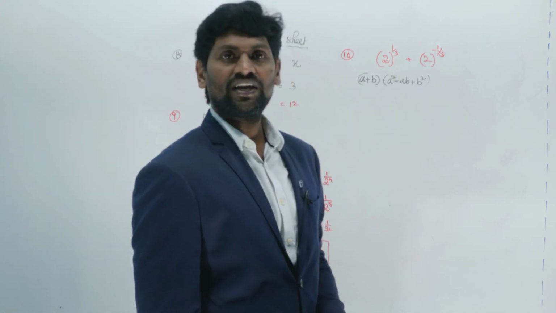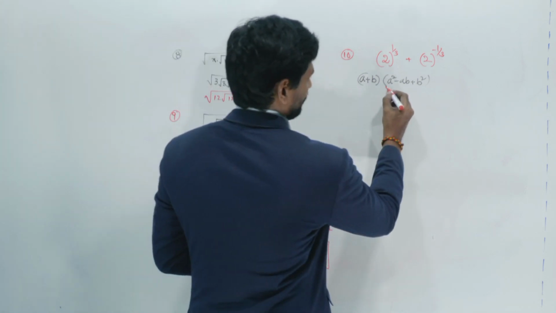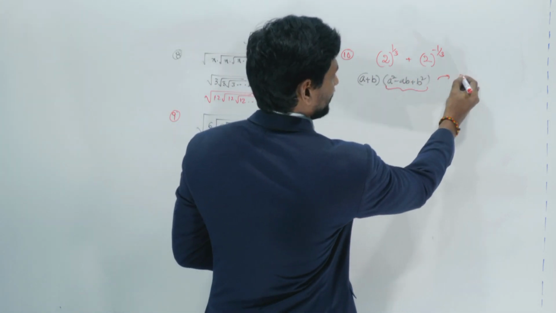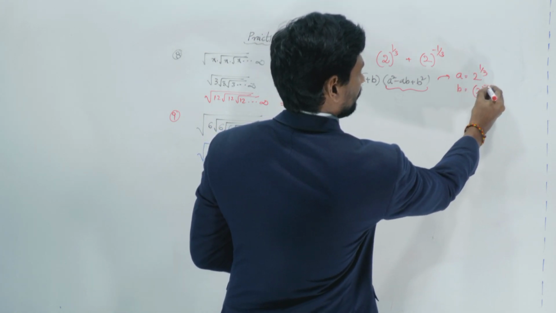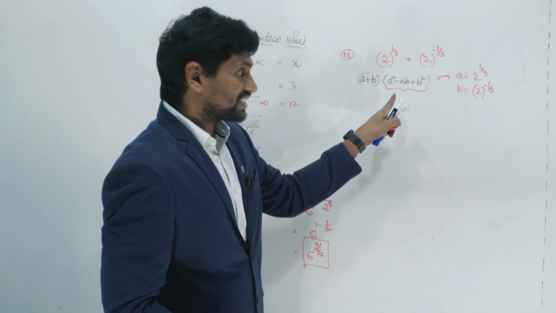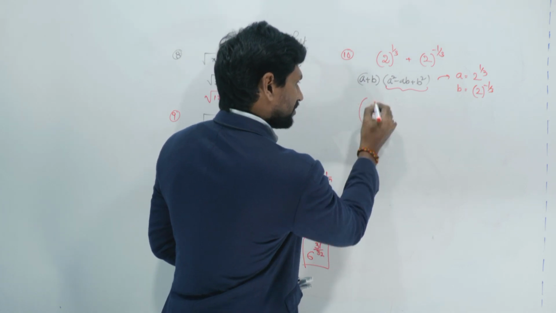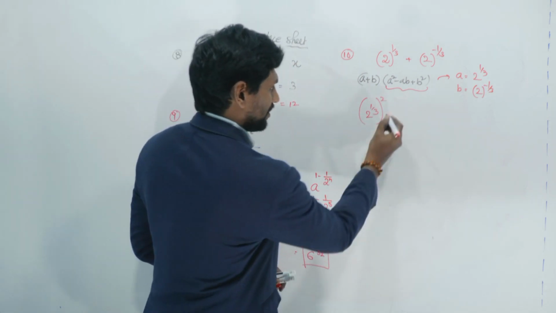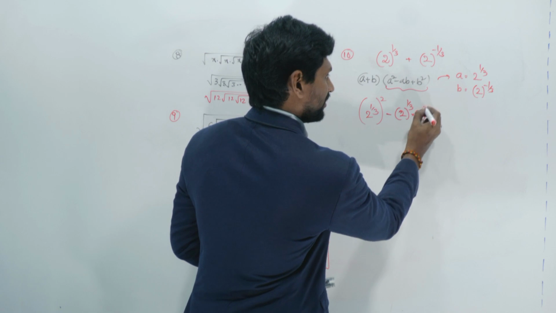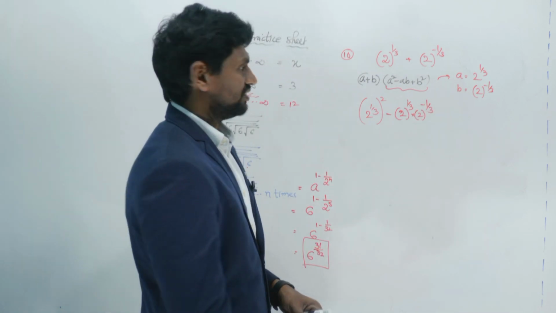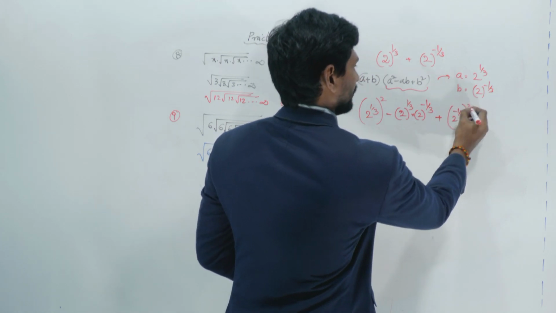You are asking for the rationalizing factor only. For this we can write, in the place of a, 2 power 1 by 3, and b value 2 power minus 1 by 3. That means the rationalizing factor a square minus ab plus b square: 2 power 1 by 3 whole square, minus 2 power 1 by 3 into 2 power minus 1 by 3, plus 2 power minus 1 by 3 whole square.